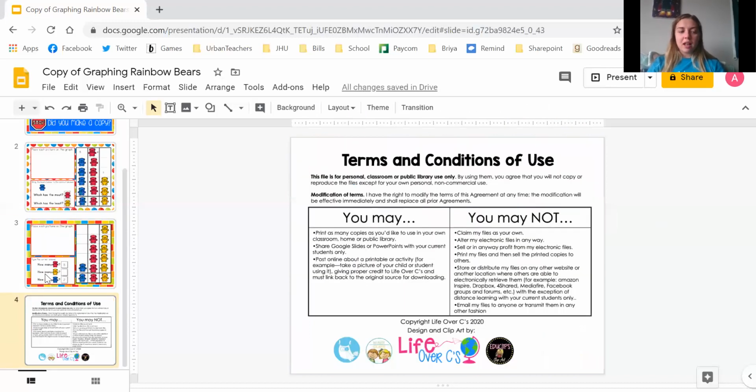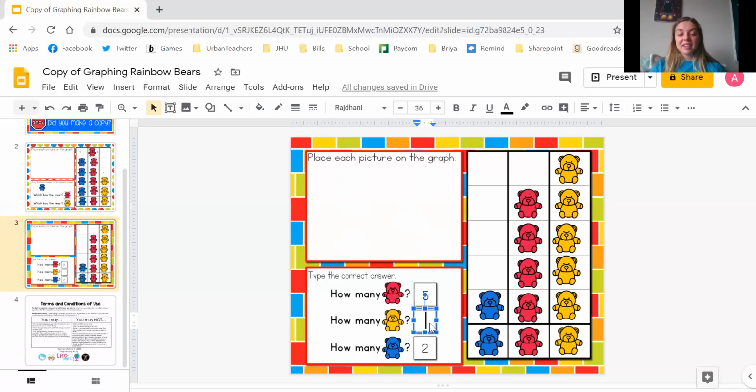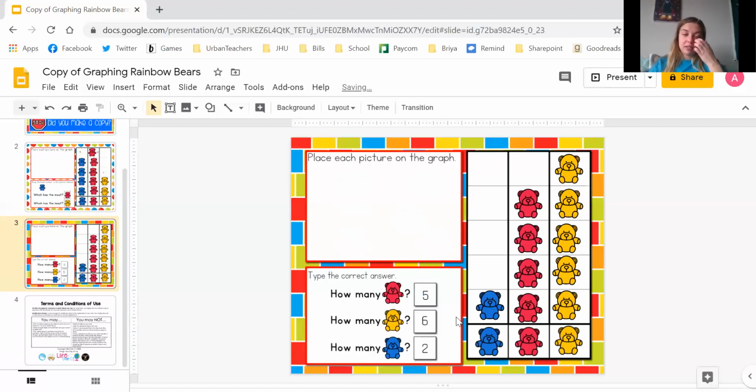Are there any more yellow bears left? No, you're right. The yellow bear tower goes all the way to the top. Which tower is the biggest? Before we answer that question, let's answer how many yellow bears. Do you guys want to help me count? Let's do it. 1, 2, 3, 4, 5, 6. We have 6 yellow bears.